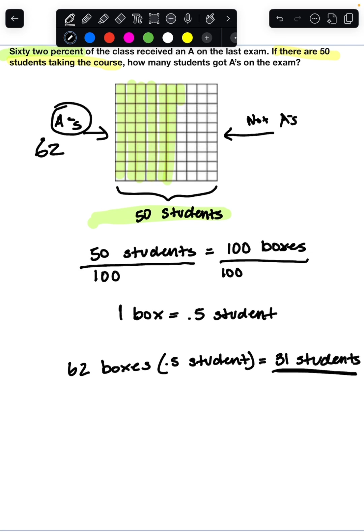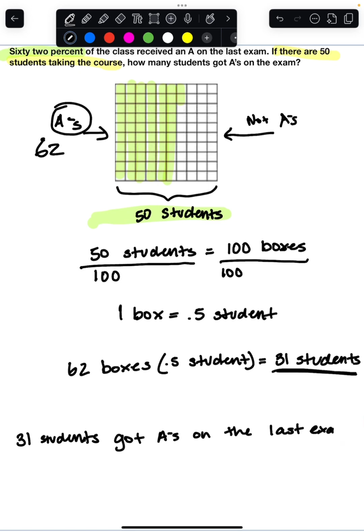Let's write this out. 31 students got A's on the last exam. And that is all.